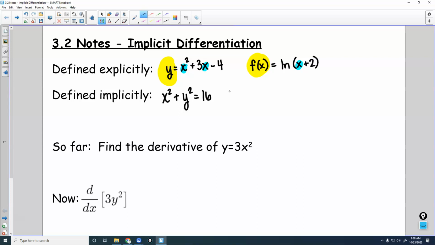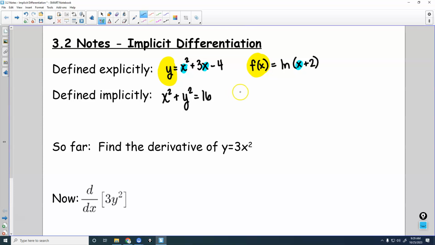It is not solved for a variable with the other variable all on the other side. And in this case, you really can't without making it a function that has a plus or minus in it. Because if you try to solve that for y, you would end up with y squared equals 16 minus x squared, and you have to square root both sides, which means you get a plus or minus there. So you'd really have to break it into two functions if you did it that way.